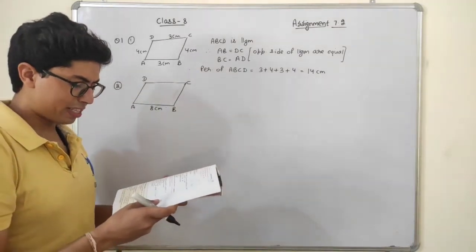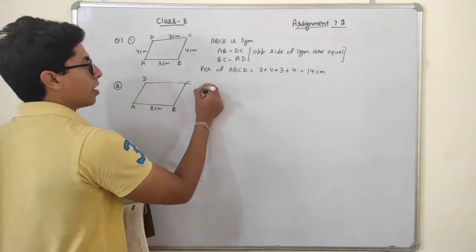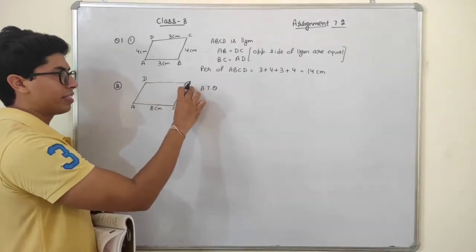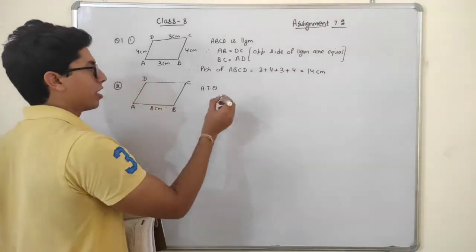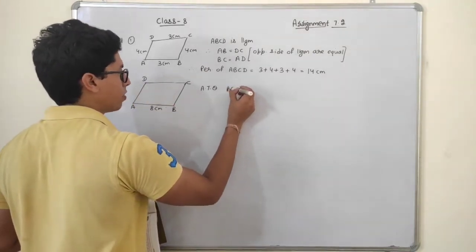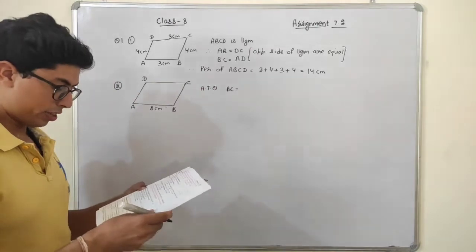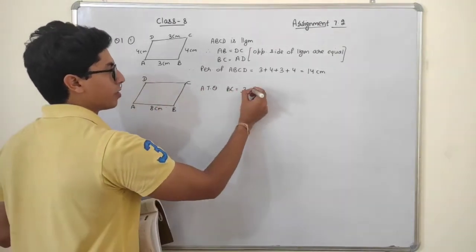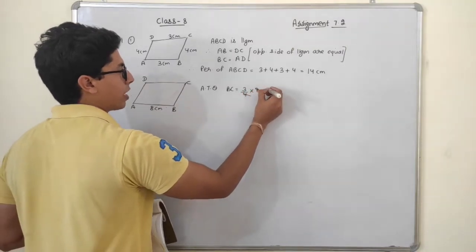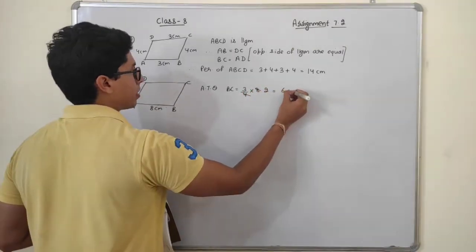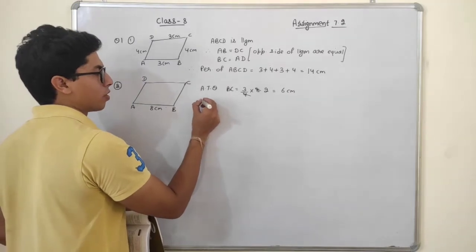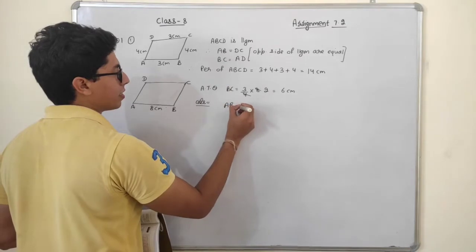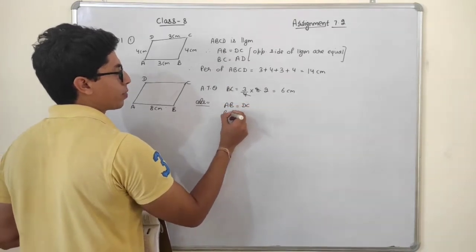If the shorter side is 3/4 of the longer side, according to the question, see, if this is 8 centimeter, then this and this will be the smaller side. According to the question, BC is equal to 3/4 of the longer side. Longer side is 8. So 3/4 into 8. So 4 twos are 8. So this will be 6 centimeter. Again, students, also AB is equal to DC. BC is equal to AD.